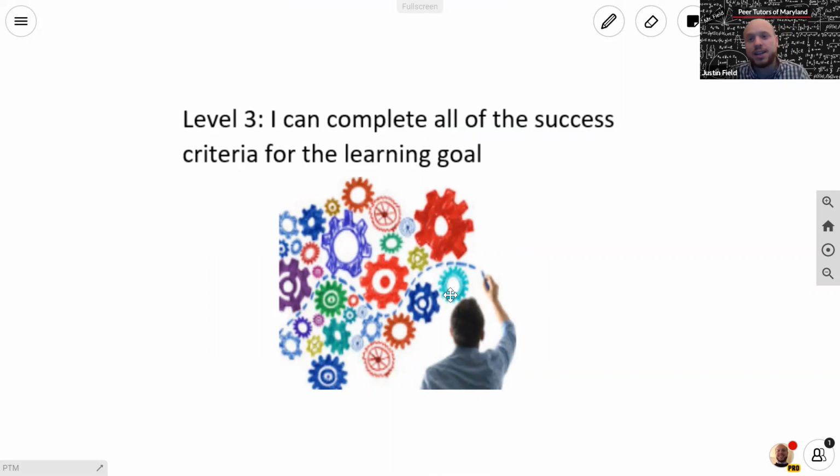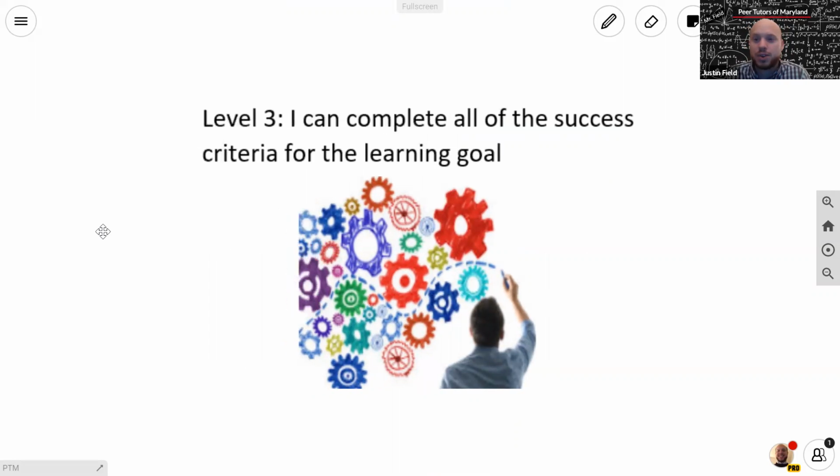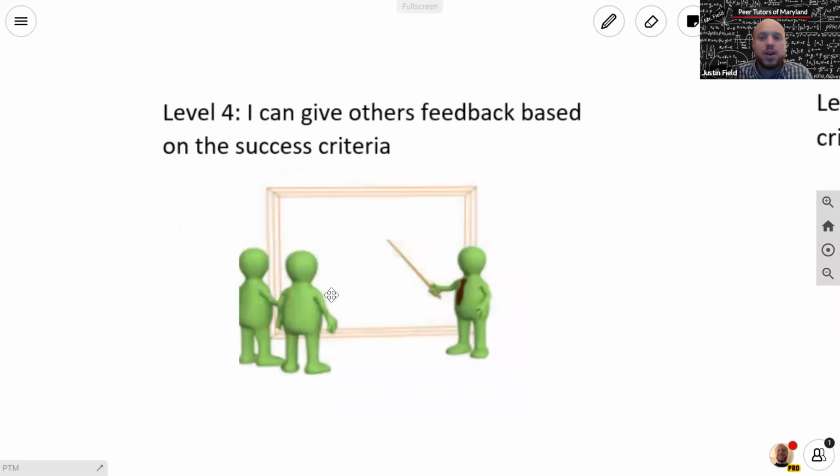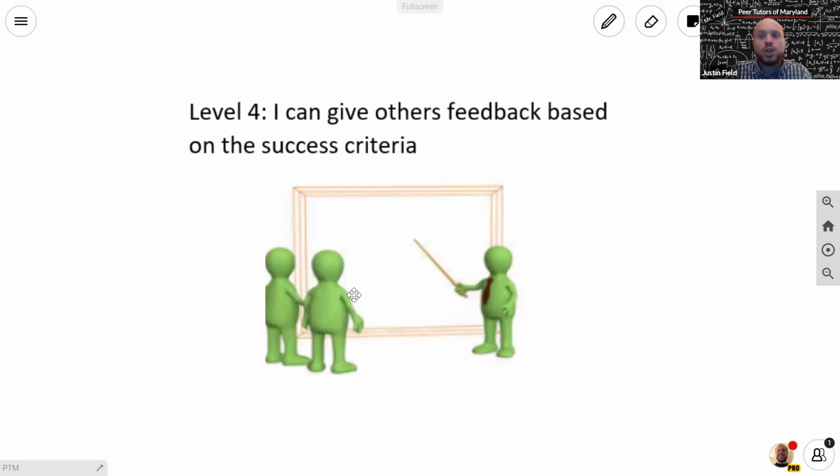But that's not the end of the line. That's not where learning stops, just getting everything right. Because when not only do you get stuff right, but also you can answer other people's questions. You can give them feedback on their work. I would say that's a higher level, level 4 of understanding.